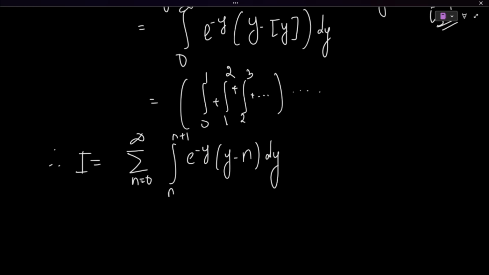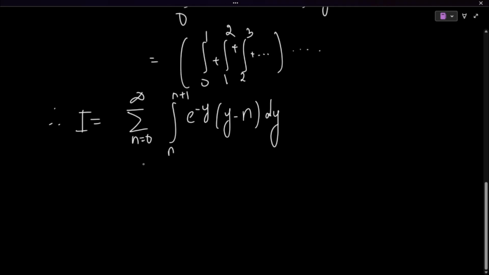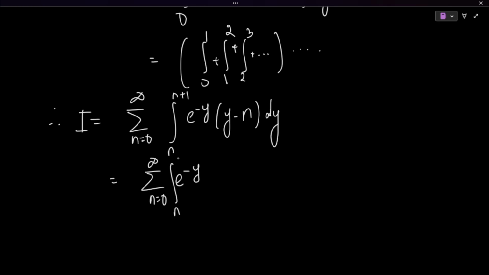And you have introduced a summation outside because, first of all, when n is 0, it will be 0 to 1, and when n is 1, it should be 1 to 2. And it's a summation, which means it is going to add up all the integrals. Now, the summation from n equals 0 to infinity, and you have n to n plus 1. So you write it like this: the integral from n to n plus 1 of e to the power minus y times y minus n dy, correct?